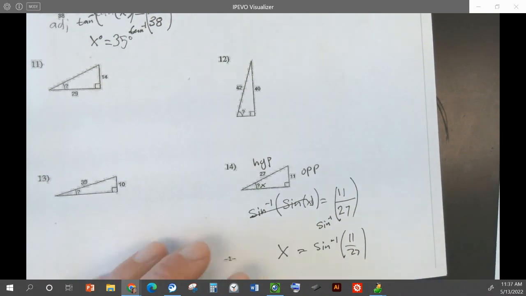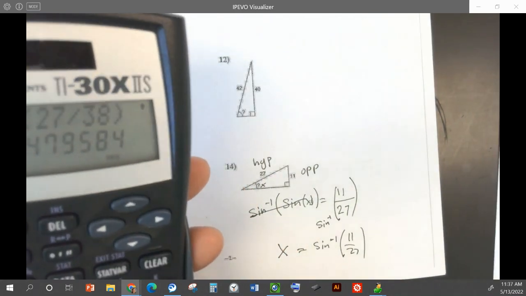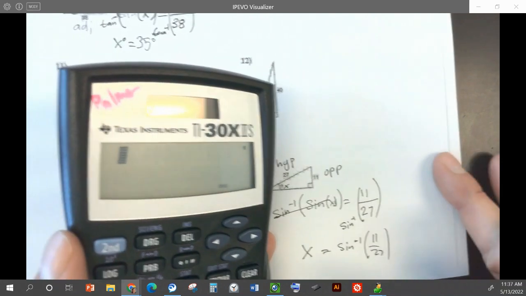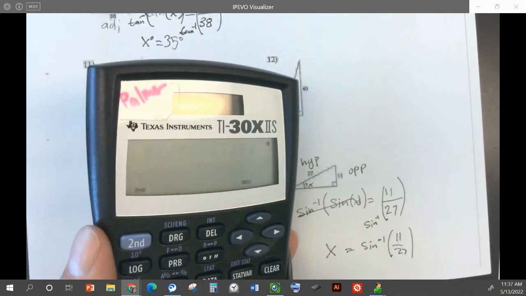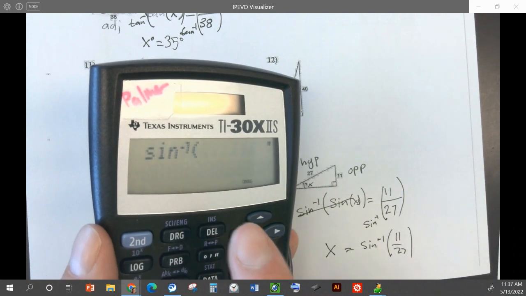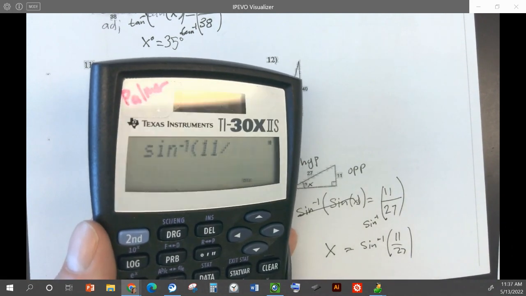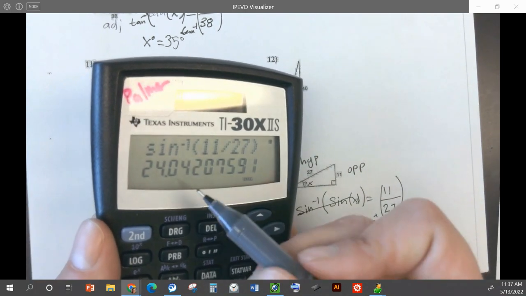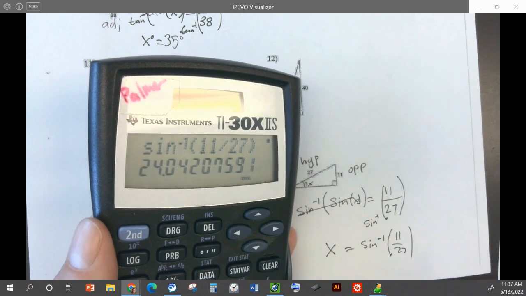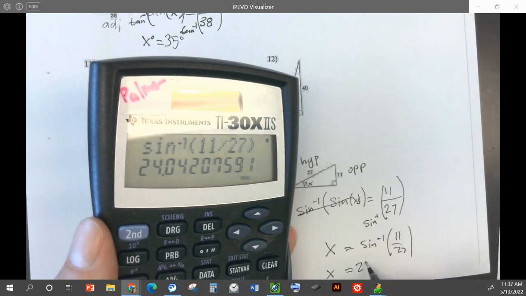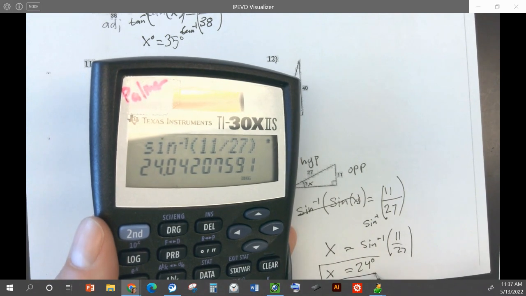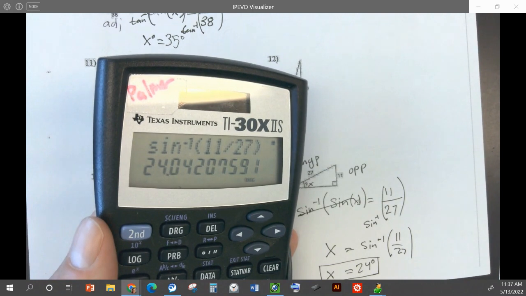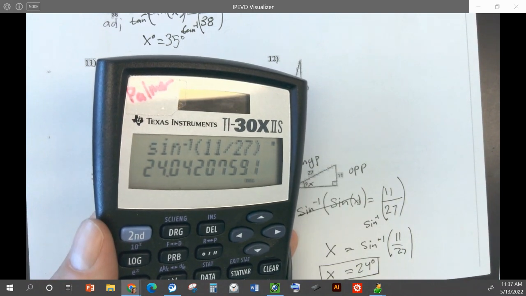And then we'll just type this in, sine inverse into our calculator. Scoot it over a little bit. So second sine gives us sine inverse. And then we do 11 divided by 27, end parentheses. And then 0 is less than 5, so I'm going to round down to 24. So our angle is 24 degrees. Okay, questions on that? Does that kind of make sense?